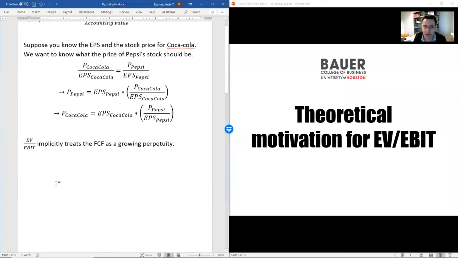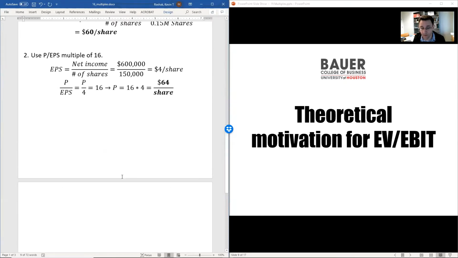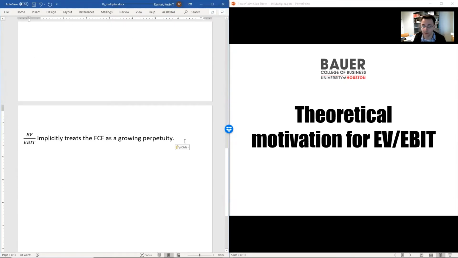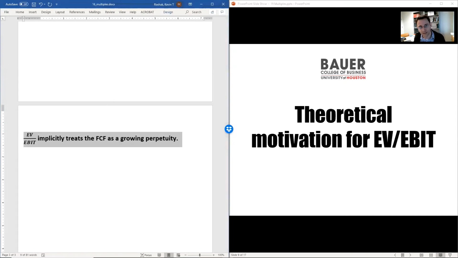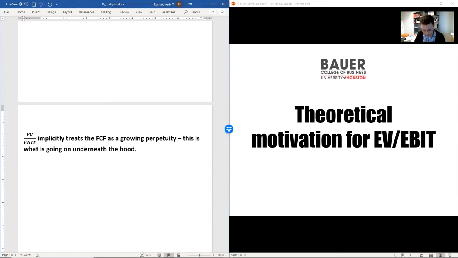As I alluded to before, when we use the enterprise value over EBIT multiple, we're actually treating the free cash flows as if they're a growing perpetuity. Okay, so let me copy that down here. So you should know this. That's what's going on underneath the hood. I'm going to work through some derivation here. You don't need to know the derivation, but you should know this first line. And then you should know the punchline of the derivation, which I'll get to in just a minute.